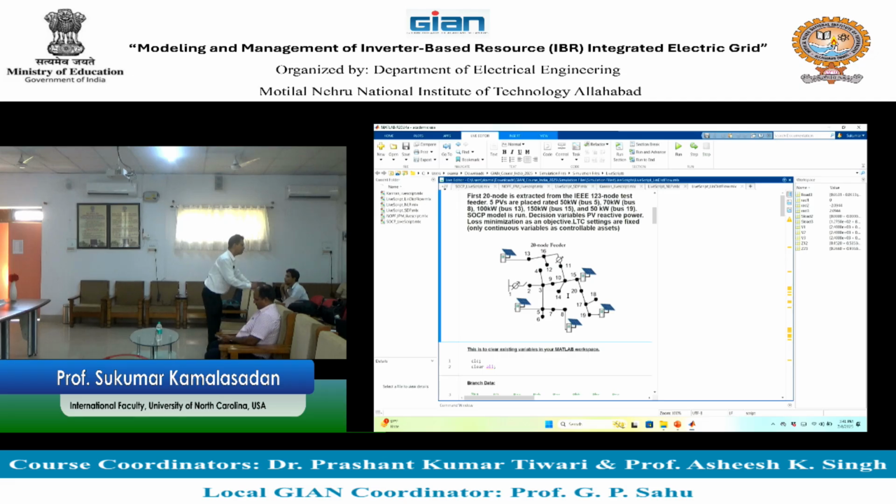Question: how is the numbering done? Good question. Real life electric grids don't have numbers. They have only names. For example, whatever the names we have, Prayagraj, 1, 2, 3, whatever. When you study a power grid network for power flow, you cannot use names. You have to replace the names with numbers.